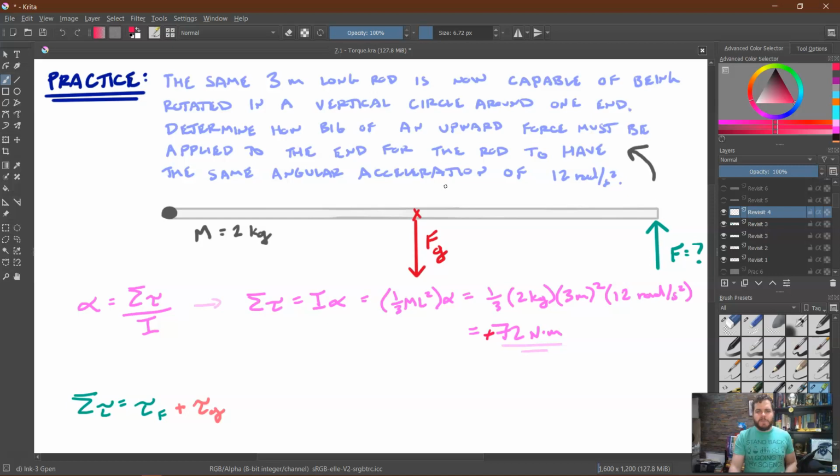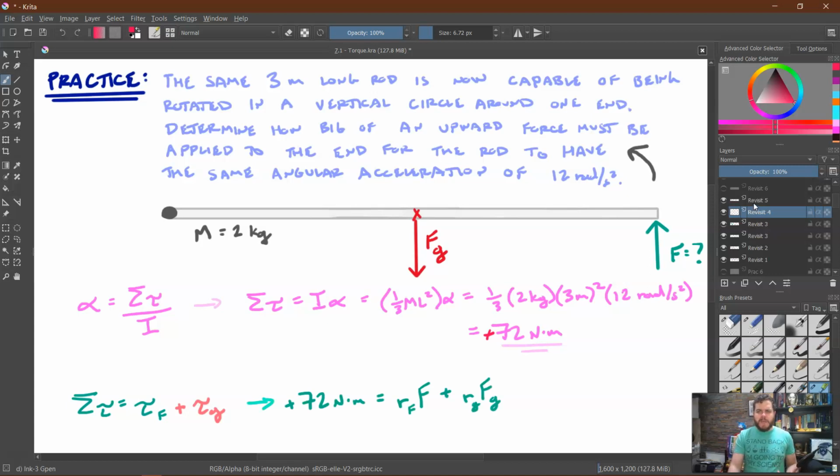Well, it's actually going to be applied at the center of mass of the object, which if this rod is uniform will be at the center of the object. But that means that gravity is going to be applying a torque downwards. It's going to try to cause this rod to rotate in the opposite direction. So I need to not only consider the torque I'm applying, but also the torque due to gravity.